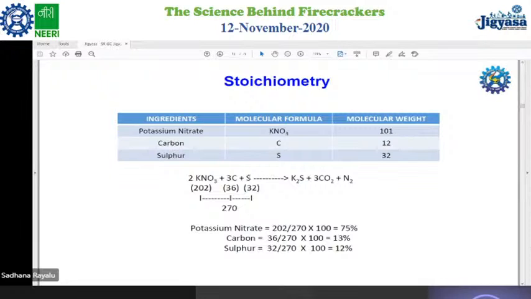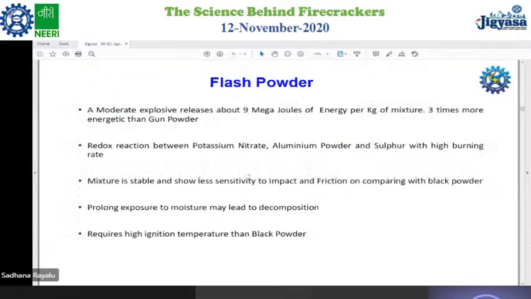So we know the molecular weight of the potassium nitrate, we know the molecular weight of carbon, which is about 12. We know the molecular weight of sulfur, which is 32. So based on that, we can see that what is going in is 270. Then we calculate what kind of emissions are coming out of it. So gunpowder is one category which we are talking about.